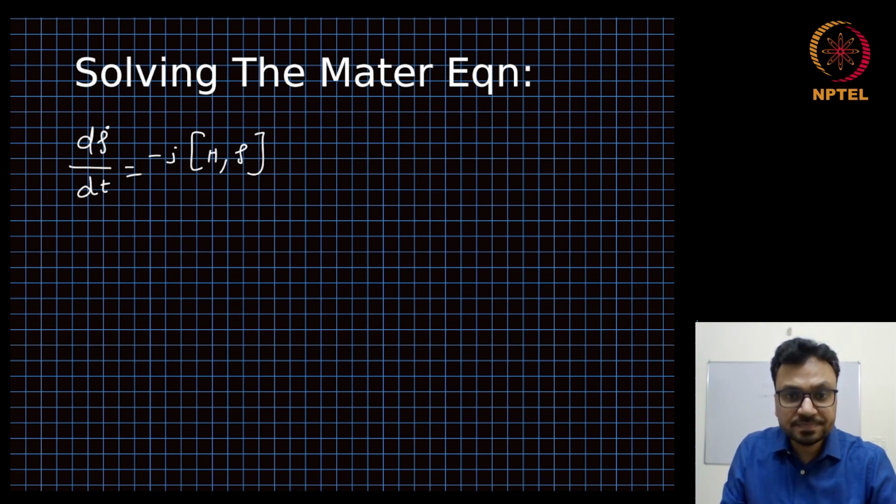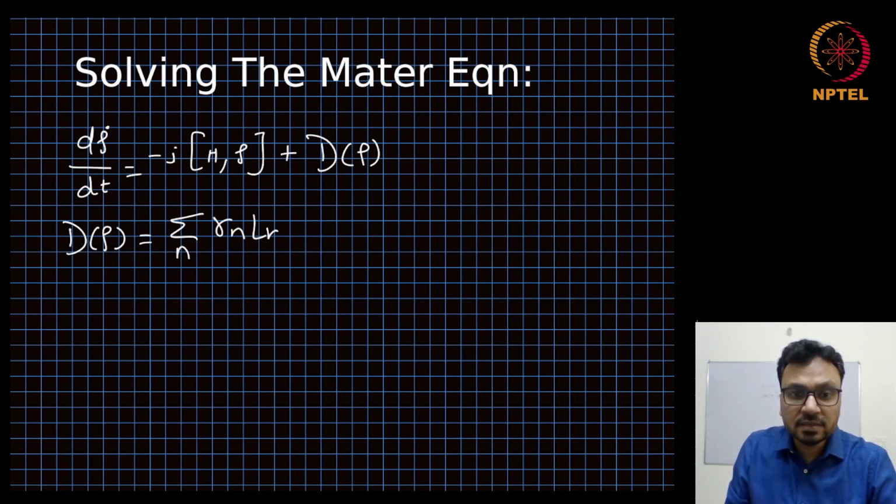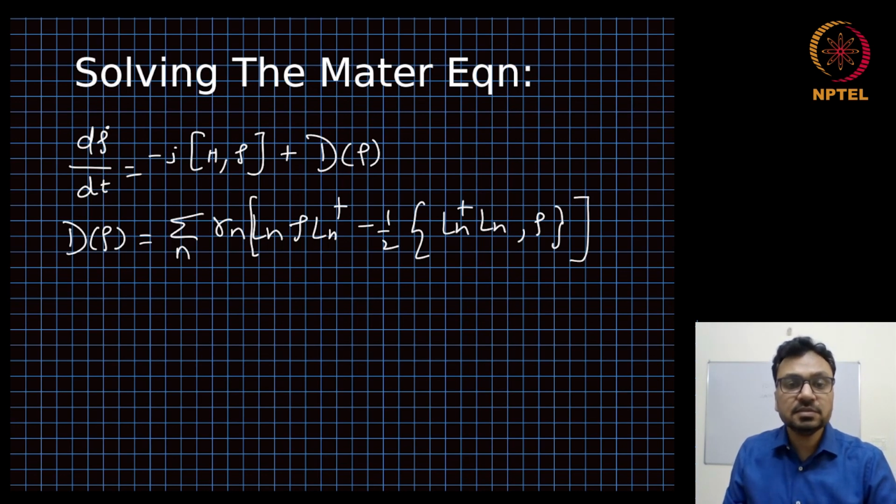ρ is the density matrix of the system at time t. H is the Hamiltonian of the system, and we have D of ρ, where D is the superoperator, which is the dissipator. In the Lindblad master equation, it is defined as sum over n, γn, Ln ρ Ln† minus half anti-commutator Ln† Ln with ρ. This is the most general Lindblad master equation. The γn are the decay constants or Lindblad constants, and this full thing D is called the dissipator.